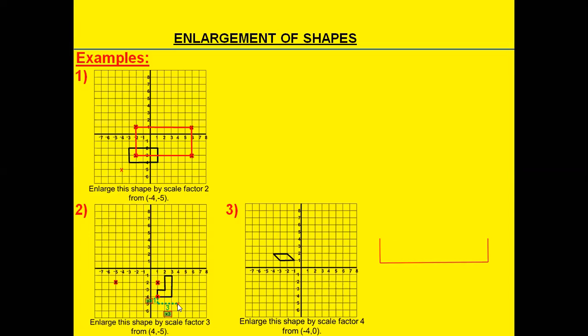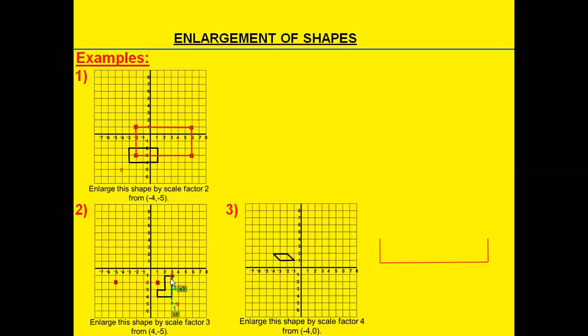3 to the left, 9 to the left. So this is 1 2 3 4 5 6 7 8 9 to the left. Then instead of that 1 up, it becomes 3 units up. 1 2 3 units up.